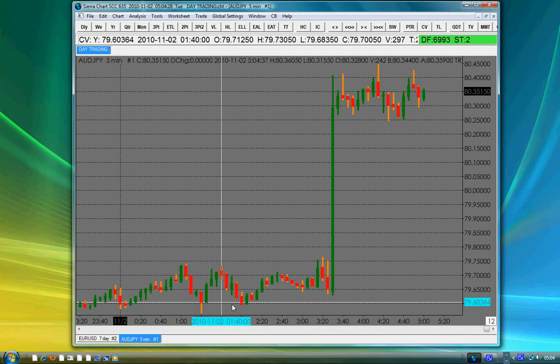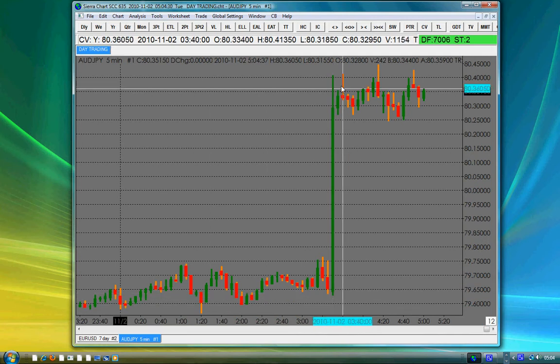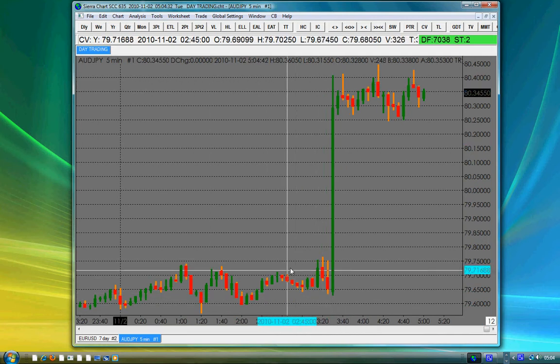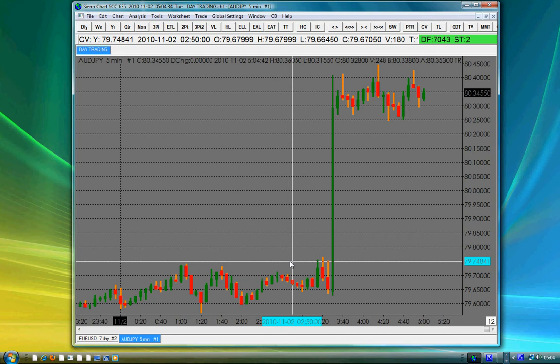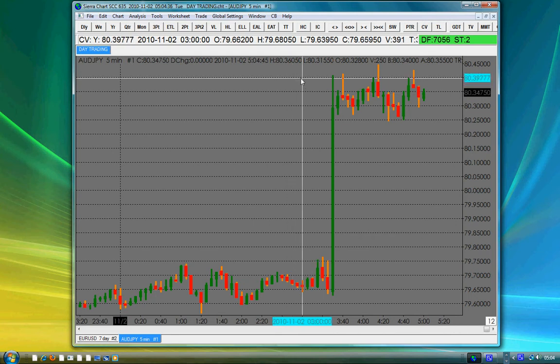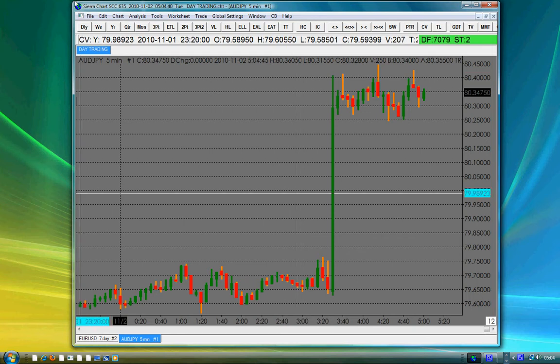So we see that the price will run fast to this level here. It went up from 79.74, quickly to 80.39. Very fast. So how do we trade this situation?